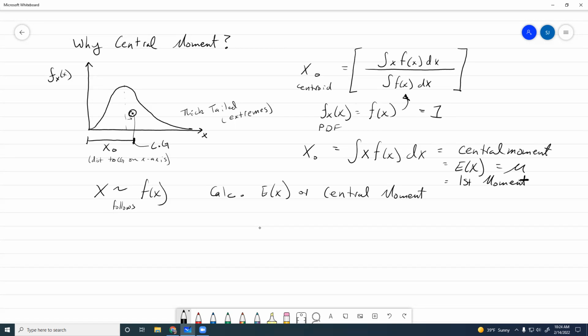And then what would you do to calculate that? You would just say the expected value of x is equal to the integral, whatever the bounds are, from a to b of x f of x dx. And then you would just do that integral, plug in the values, and then you get your value. So very basic Calc 1 stuff.